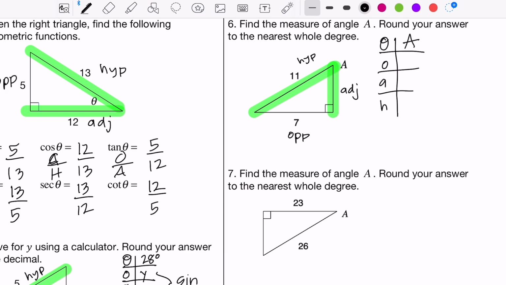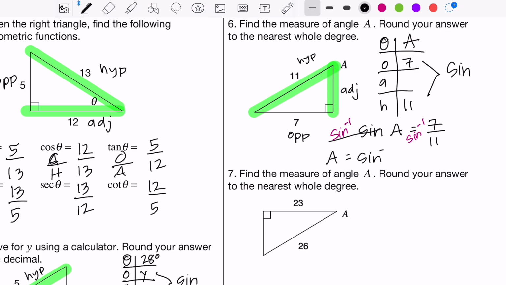So we're trying to find A. We know the opposite is 7, and we know the hypotenuse is 11. So I know that's going to be sine. I'm going to set up my trig ratio. The sine of A equals 7 over 11. Then to isolate the angle, I have to use inverse trig. These cancel. So A equals sine inverse of 7 over 11. Then you plug that into your calculator and get 40 degrees, just make sure your calculator's in degree mode.